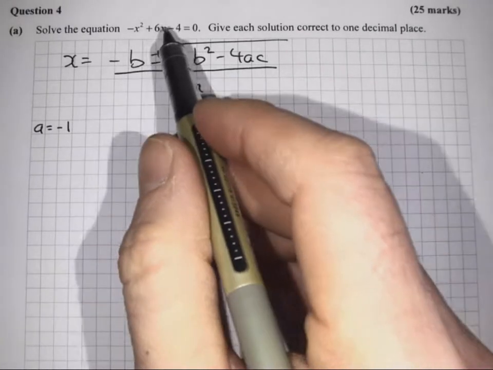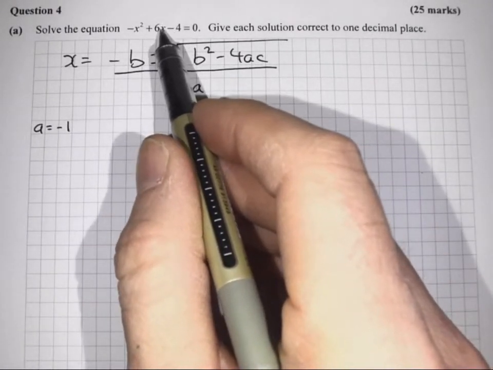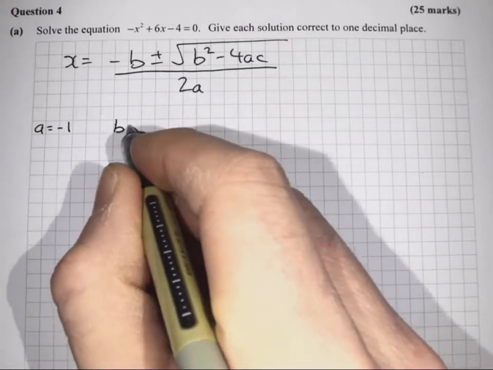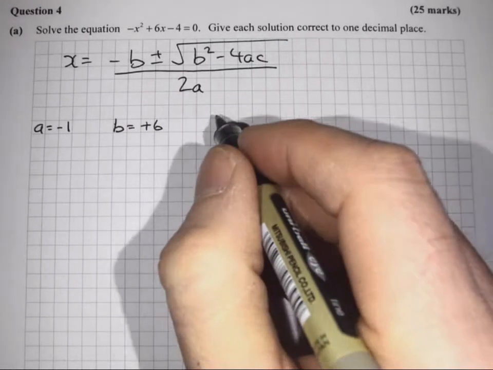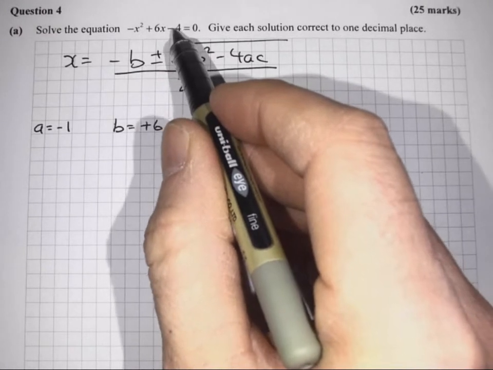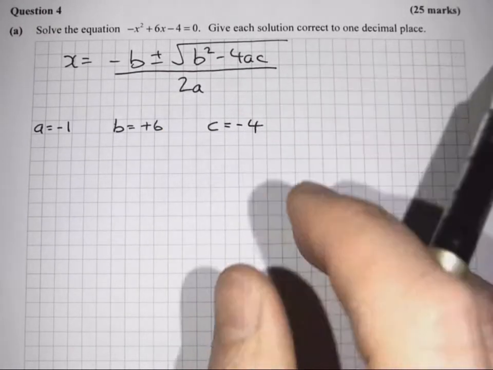And then we look at the next power of x, which is x on its own. It's not x squared, it's just x, and it has a plus 6 in front of it. So b equals plus 6, or 6. And finally c is just this last bit at the end. And this last bit here is minus 4. So c equals minus 4.